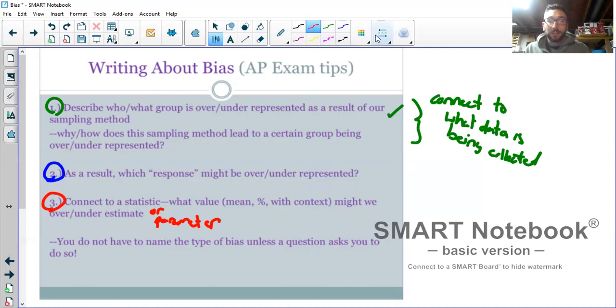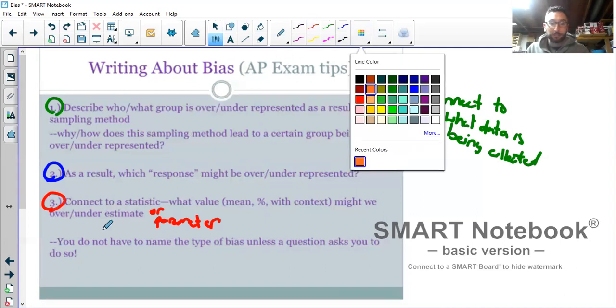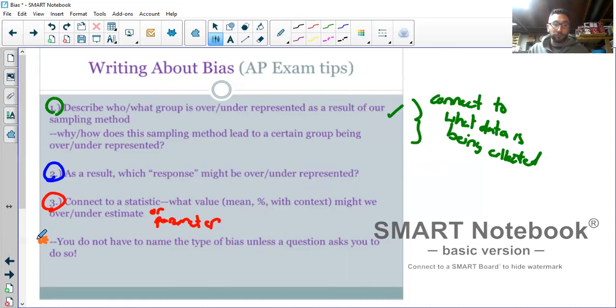And the last tip is you do not have to name the type of bias unless a question asks you to do so. And this is important. You could really answer most of the free response that have been on the AP exam without knowing any of the names of the type of bias. So there's really no upside to naming the bias. Now, if you're 100% confident, you're like, I know this is undercoverage, sure, add that name.